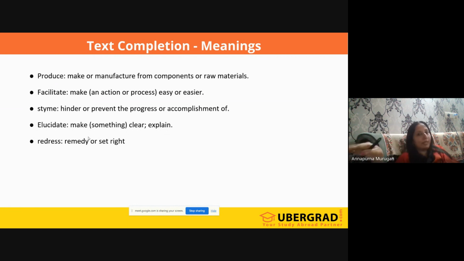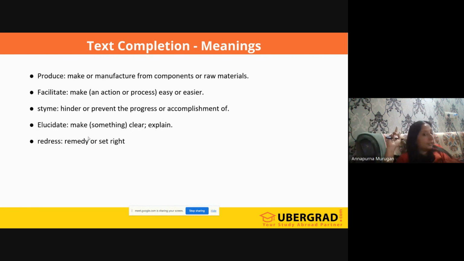Facilitate is to help them. They don't want to help. So facilitate goes out. Stymie is what? Hindering, or preventing, controlling, isn't it? So we can take stymie there. But let me see elucidate and redress. What is elucidate? Making clear. See, today my purpose is to elucidate how to tackle this. That means I'm trying to make things clear, explain things. Do you think this regime wants to do that? No. So it is not fitting our shadow answer.